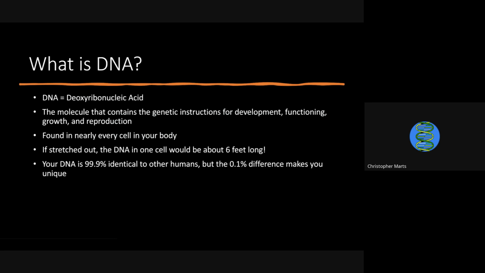So for starters, when we're talking about DNA, we're talking about deoxyribonucleic acid. This is a combination of deoxyribose, a sugar, and nucleic acid, and they bond together and make these DNA molecules. This is going to be the basic molecule that contains genetic instructions. So this is what organisms look to for development, how things should function, when and how to grow and reproduce. And DNA is going to be found in nearly every cell of your body.